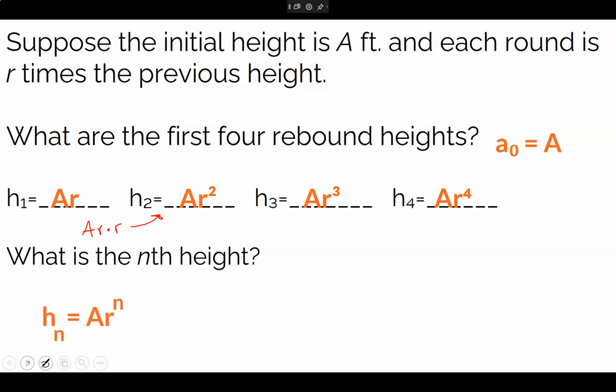AR to the whatever, which we use N. Yes, we use N for the whatever. Yes, good. So it looks like we have developed a new explicit formula, which happened with arithmetic, right? We had an A1 and an A0 formula. We have it here also. So if we're using an A0 value, we multiply it by our rate, and our exponent is just how many terms we're looking for.